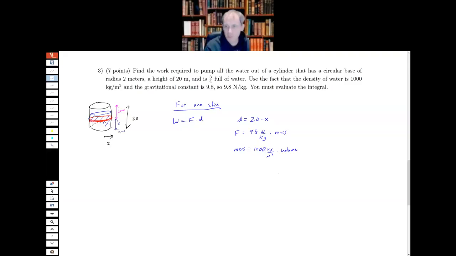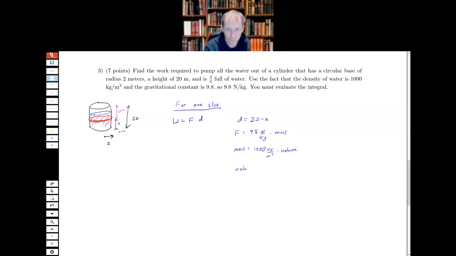One way to do physics is just follow the units, right? If I want to end up with force, I have 9.8 newtons over kilograms. If I cancel the kilograms, I'll have a force in newtons, right? If I want kilograms and I have a kilogram over meter cubed, multiply by meters cubed, which is a volume. Okay, so I need to find the volume of one of these slices.